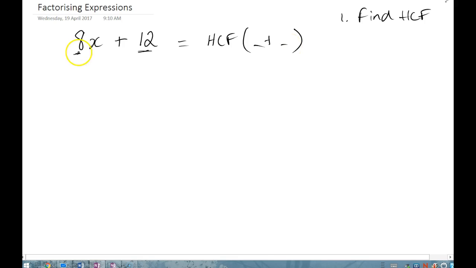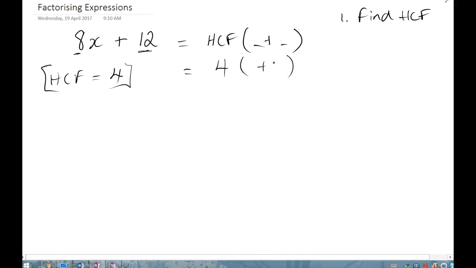So when we look at the numbers 8 and 12, what is the largest number that I can divide into 8 and 12? Hopefully you've thought about it and you thought, okay, well 4 is the largest number that can divide into 8 and 12. So in my answer, I am going to have a 4 out the front of my bracket here.